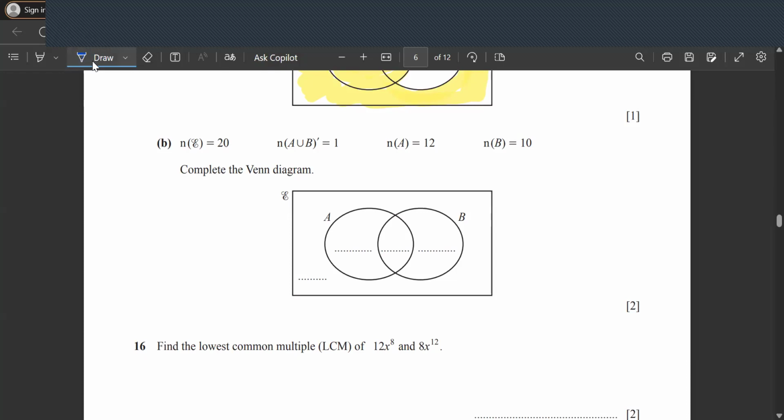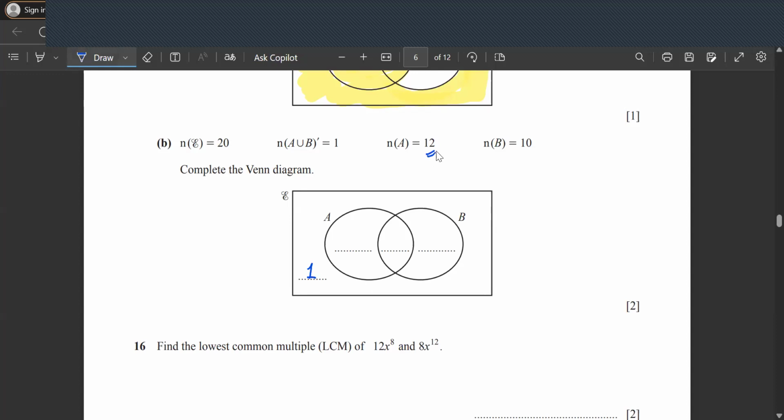He's telling me that n of A union B dash. What is the meaning of A union B dash? You know A union B, the two circles? Dash means the outside of them, which equals 1. Again, A union B dash means what is outside them, which is 1. Okay, then how to complete this?